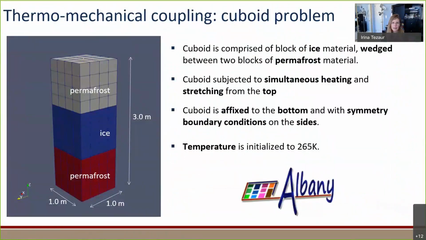Okay, so let's now look at the thermo-mechanical model. So I'll first show a really simple proof of concept setup that we call the cuboid problem. This was just a verification that we did before getting to more realistic problems. So this is the geometry. It's a cuboid comprised of a block of ice material that's wedged between two blocks of permafrost material. And we're going to heat this and stretch it from the top and initialize the temperature to 265 K, which is below the melting point of ice.